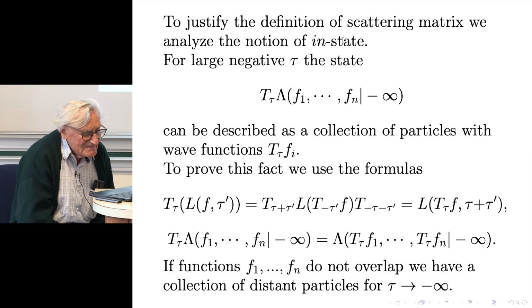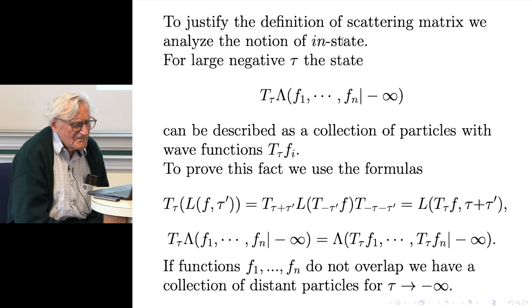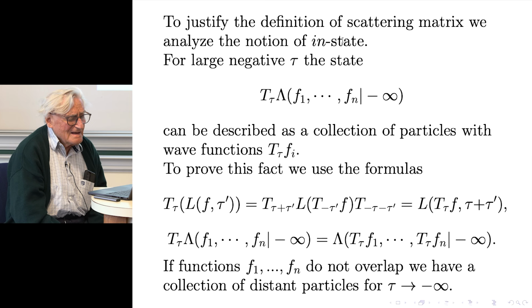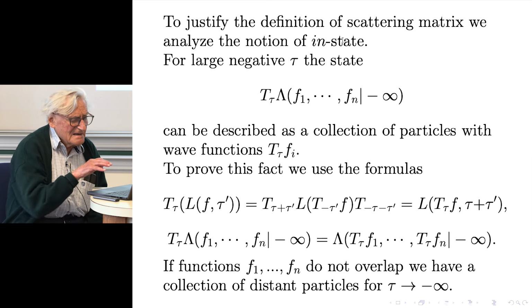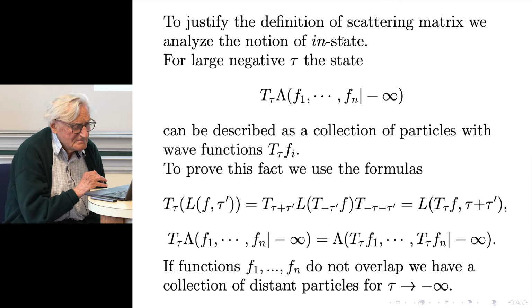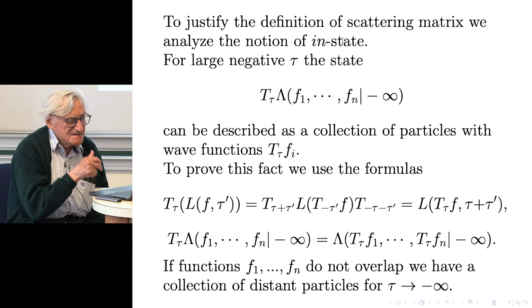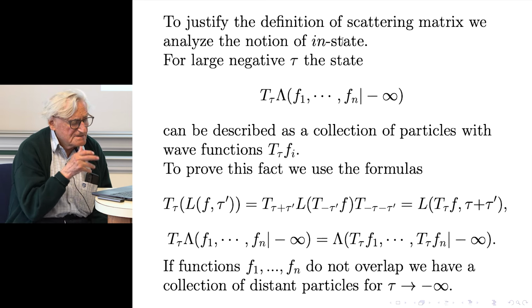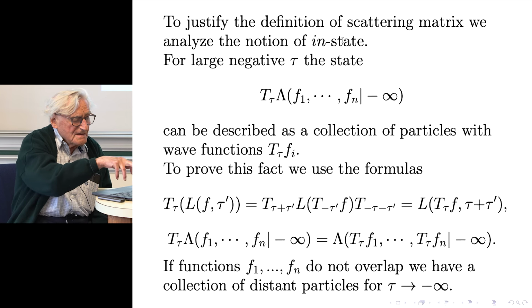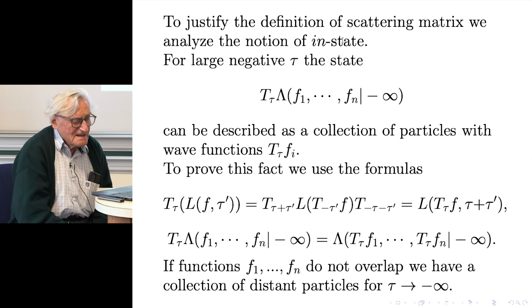When tau tends to minus infinity, then it is simple formal calculations. They show that if I take these in states that are denoted by lambda f1 fn minus infinity, and I apply this temporal shift in time, then formal calculations give me the following statement, that this is the same as to evolve these wave functions in time.